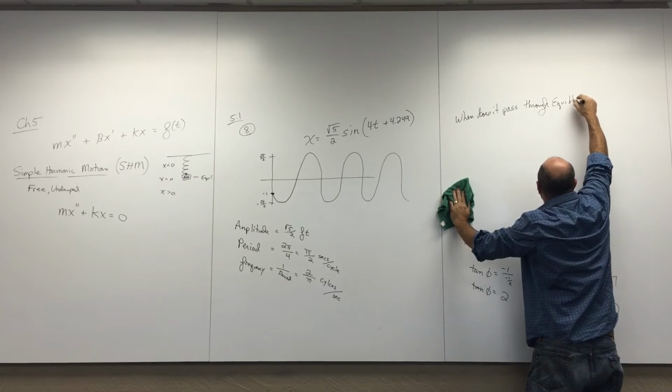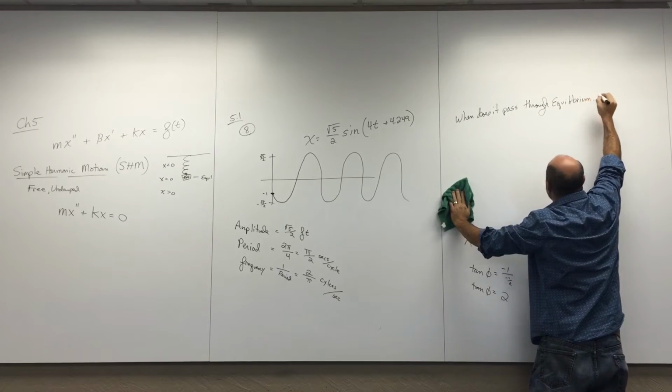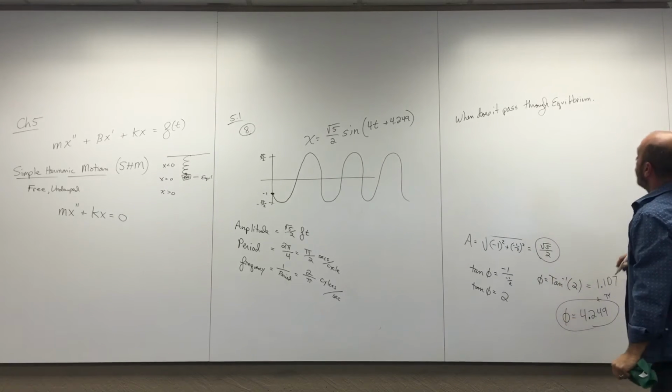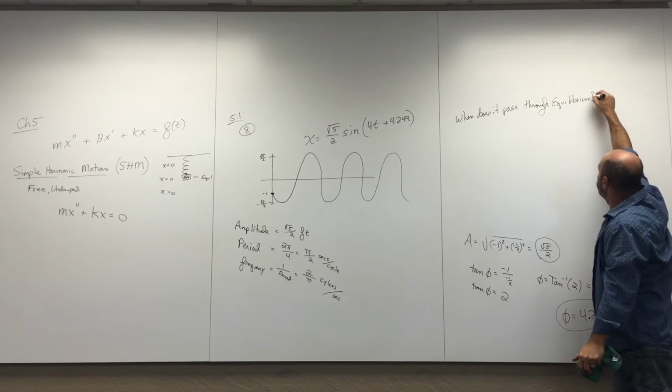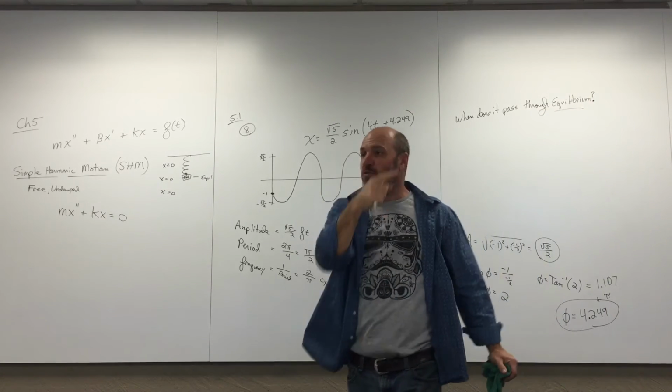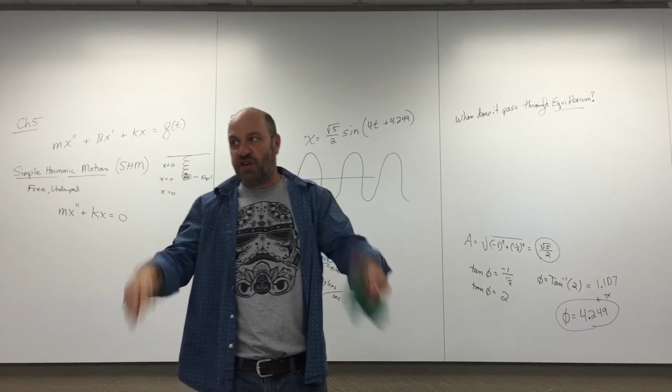And I just erased my original form. Anyway, what should I do? When does it pass through equilibrium? What should I do? Set it equal to 0. Right. Set the position equal to 0.